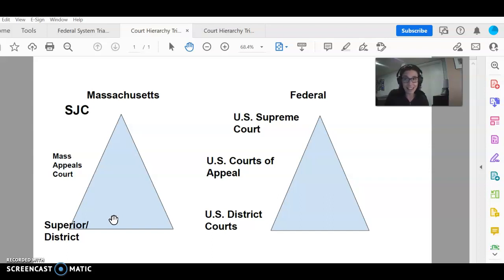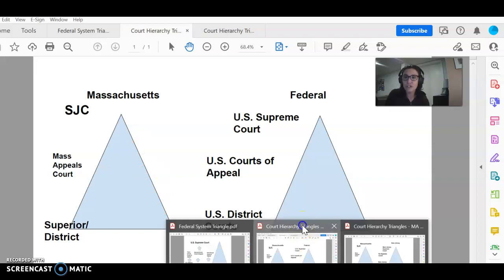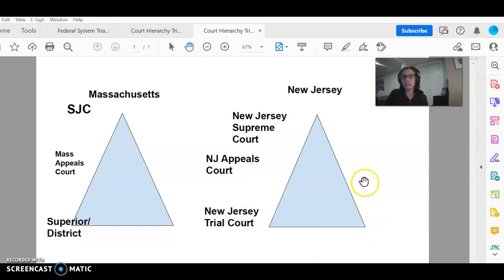We just said that the SJC is the final word on Massachusetts law, and so it is binding mandatory authority on Massachusetts matters. But let's quickly compare this to the slide where we talked about the New Jersey triangles and their hierarchy of courts.